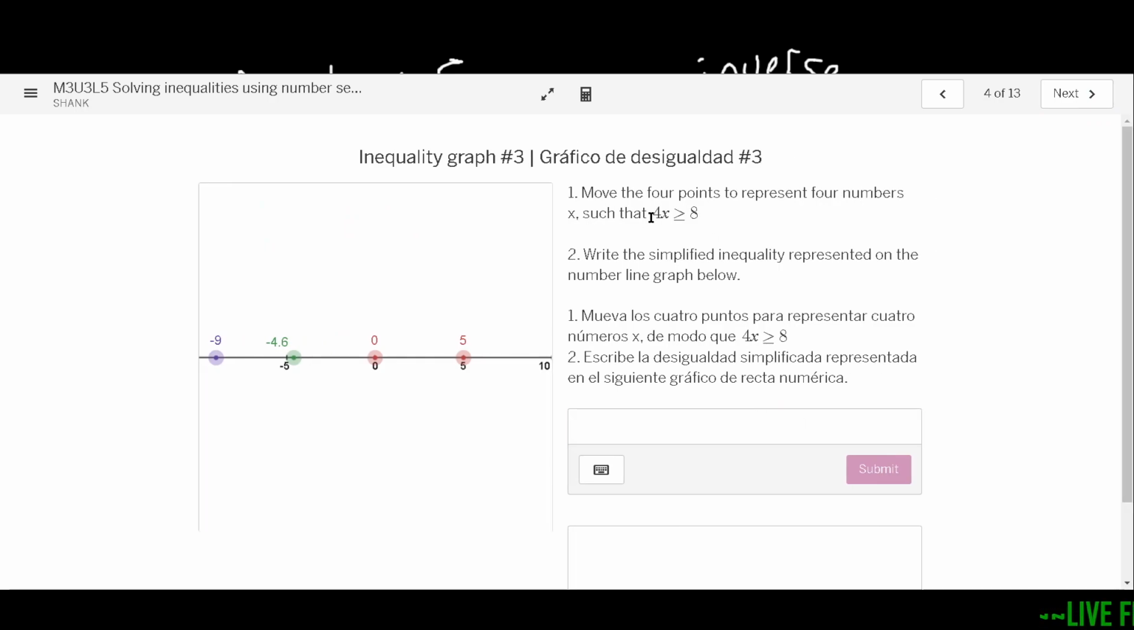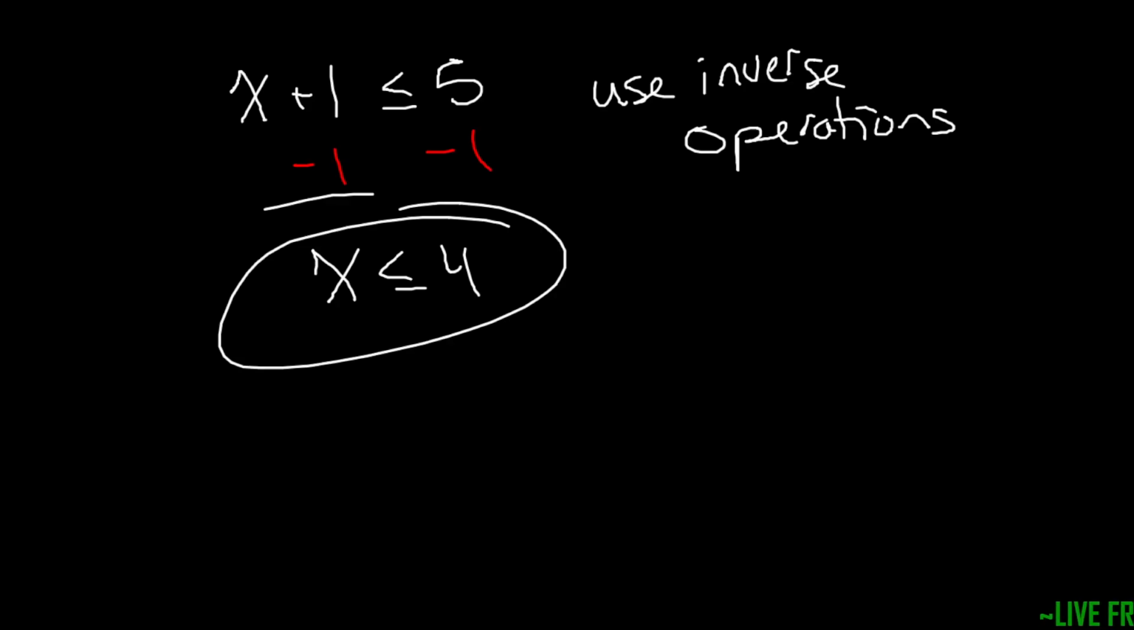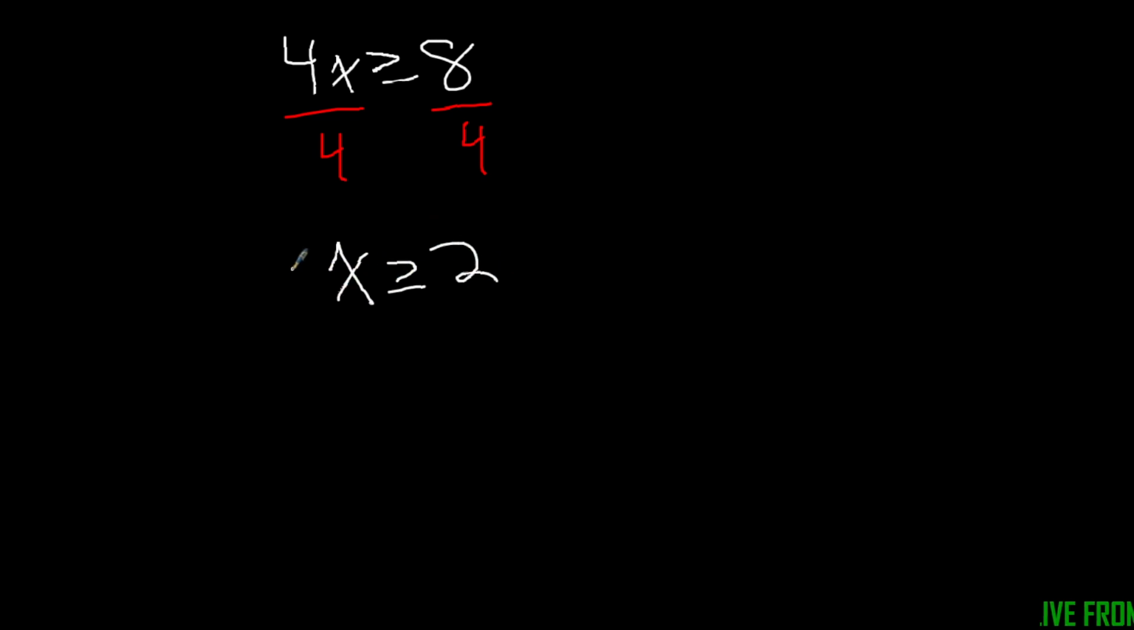So now we're going to say, okay, if our inequality is 4x greater than or equal to 8. So let me write that one out. So let me clear this one out. So it has 4x greater than or equal to 8. And still the same idea, use those inverse operations. So I'm going to divide 4 to both sides because then you get x by itself. I'm going to say x greater than or equal to 2. So there's my inequality for this one.